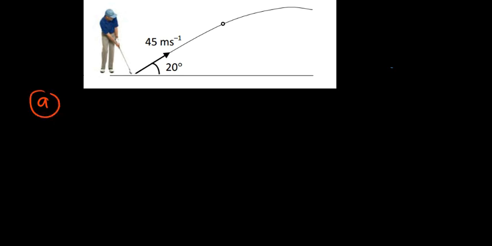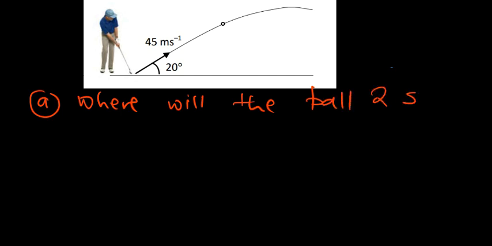Where will the ball be in 2 seconds? Okay, so where will the ball be? So this is a position question. What position? Okay, so of course what we have here is we've got a golfer who is hitting a ball, and then this ball is hit at a velocity of 45 meters per second at an angle of 20 degrees above the ground.